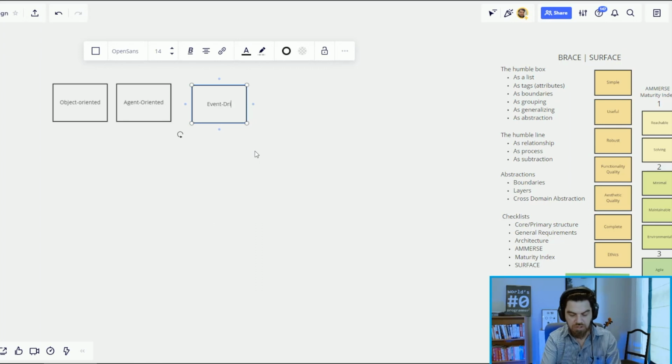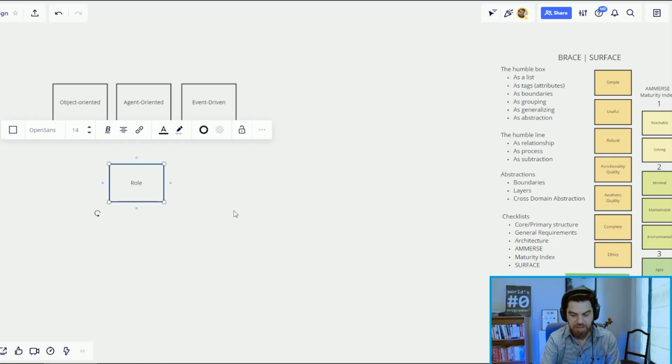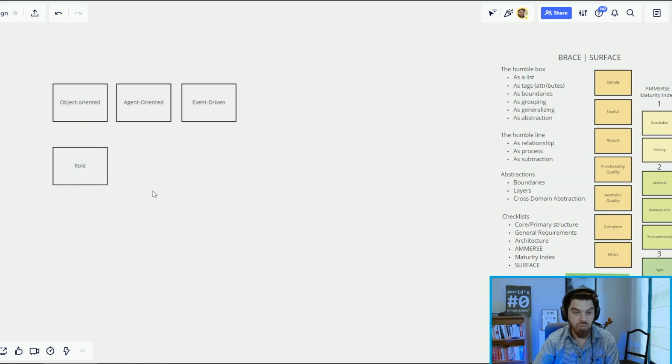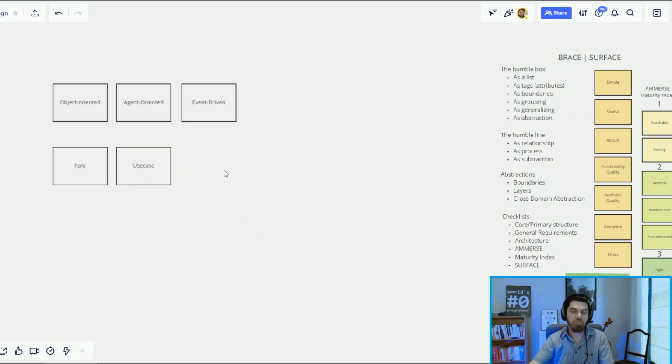For example, event-driven is another entirely different paradigm where we're basically subscribing to events, and when an event fires, we then react, and that's an entirely different way of thinking. We also have things based around role, as in role-oriented, and something like use case-oriented, and in fact we get a lot of different architectures that come about from this kind of way of thinking.